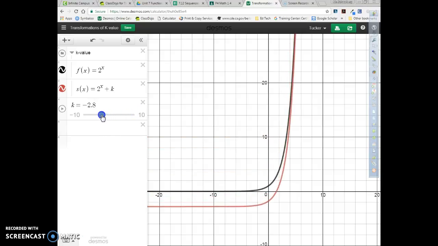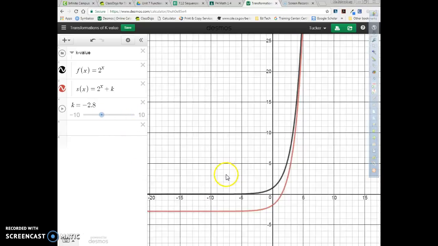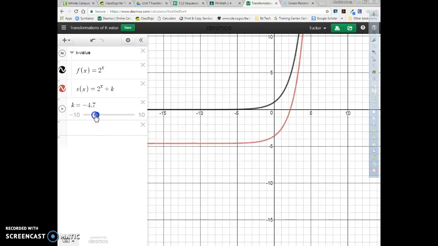Now what happens if my k value is negative? Well, you suspected it. The k value is decreasing, it goes down. So if k is positive, my function is being moved up on this wonderful Tuesday. And if my k value is negative, then it is going down. Okay, so that's kind of what the k value does.